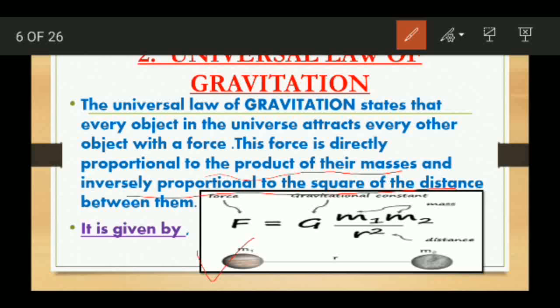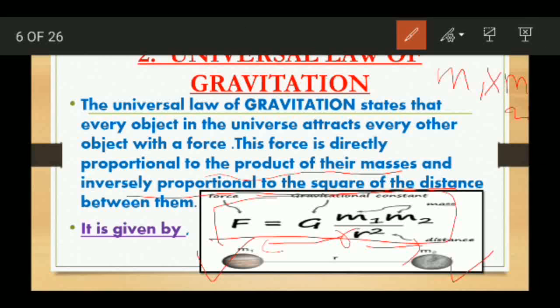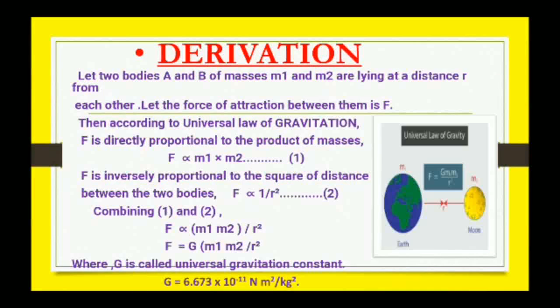That is, if we have two objects of mass m1 and m2, if we find the product of their masses as m1 into m2 and the distance between these objects is r, suppose this distance is r, so universal law of gravitation has the formula which is related to the product of masses and the distance between the two masses as F equals G m1 m2 divided by r square. Now let us derive the universal law of gravitation.